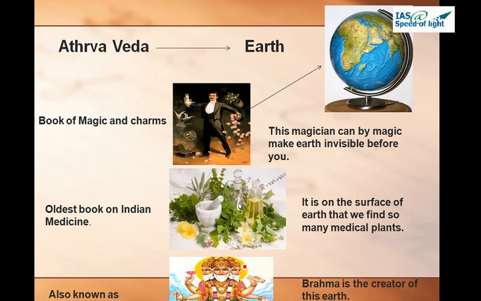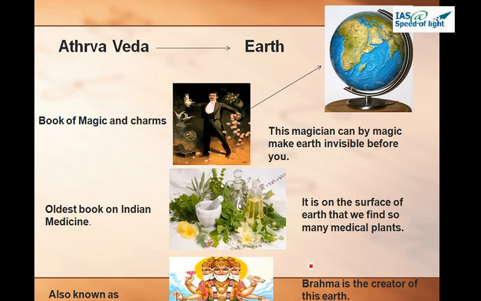Fourth Ved is Atharva Ved, and from Atharva we get Earth. Atharva, Earth, do you see it rhymes? Atharva Ved, we don't have any image. Now Earth, we have an image. We have this globe with us, or we have an image of Earth in front of us. This is the book of magic and charms. So this magician which you see on the screen is such a good magician that he can make the earth invisible before you by his magic.